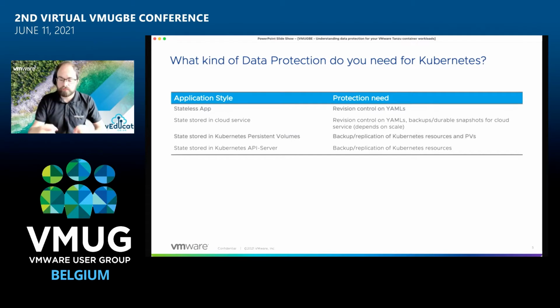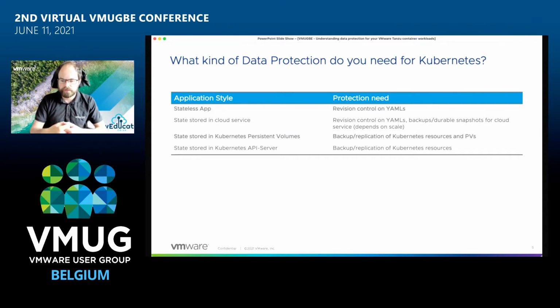We've then got our state stored in Kubernetes persistent volumes. This is where we've actually got real persistent data that we are using inside of our containers, but we need to keep hold of, and maybe want to reuse that data outside of the Kubernetes environment, or maybe we need to share that between environments as well. So we need to understand how we can back up and replicate those resources and that persistent data inside of those persistent volumes.